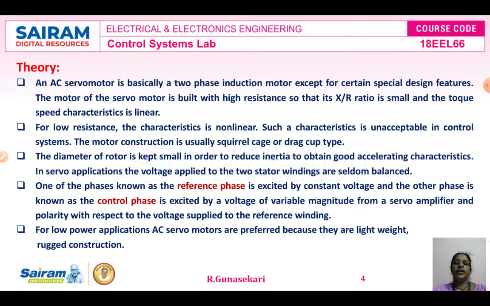In servo applications, the voltages applied to the two stator windings are balanced. The AC servo motor consists of two phases. One is the reference phase, which is excited by constant voltage. The other phase is the control phase, which is excited by a voltage of variable magnitude and polarity from a servo amplifier, with respect to the voltage supplied to the reference winding. For low power applications, AC servo motors are most suitable because they are lightweight and rugged in construction.